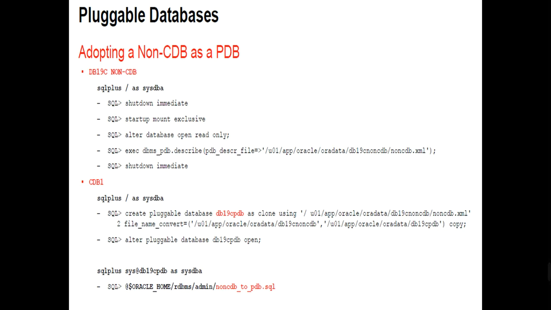side and create a pluggable database as a clone using the file we have described, non-CDB XML. Use FILE_NAME_CONVERT with what we collected on the source side, and we need to check the data file locations of the pluggable database and put them in. We have to create it on the target side and copy. So it will copy all the files.